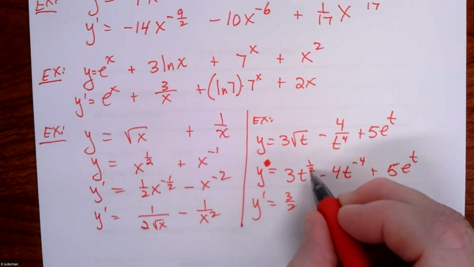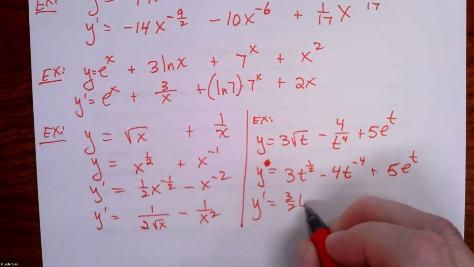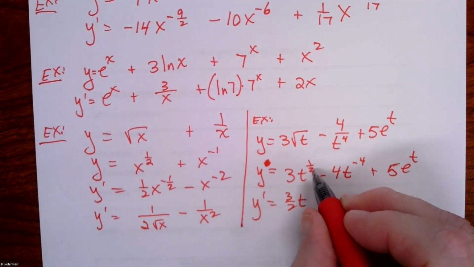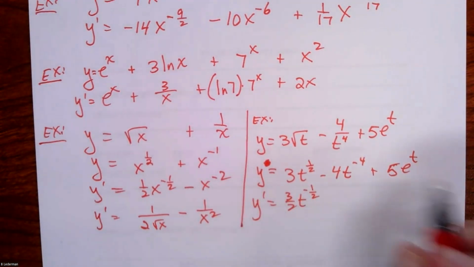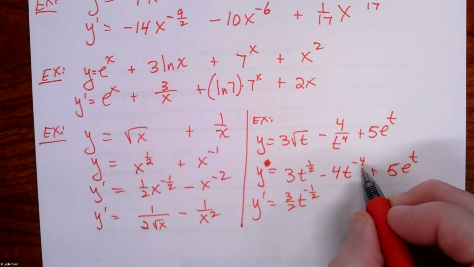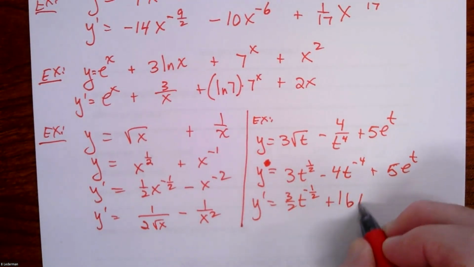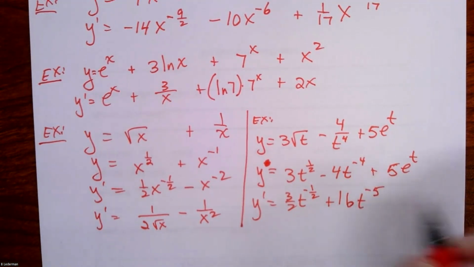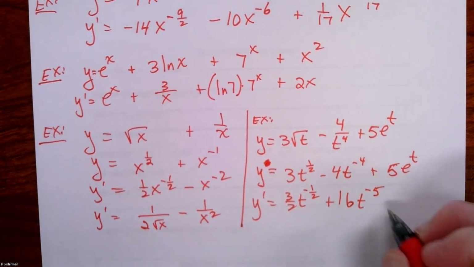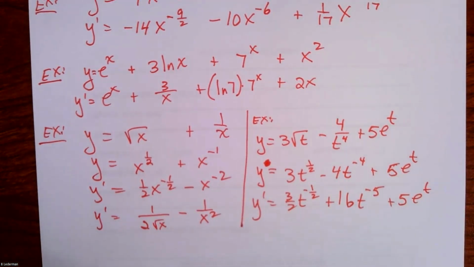3 halves, because the half exponent multiplies the coefficient 3, times t to the 1/2 minus 1, which we already showed is equal to negative 1/2. And here the negative 4 multiplies that negative 4, so I have plus 16 t to the negative 5th power, because negative 4 minus 1 is negative 5. And this just stays 5 e to the t. It couldn't be easier. And there you go.